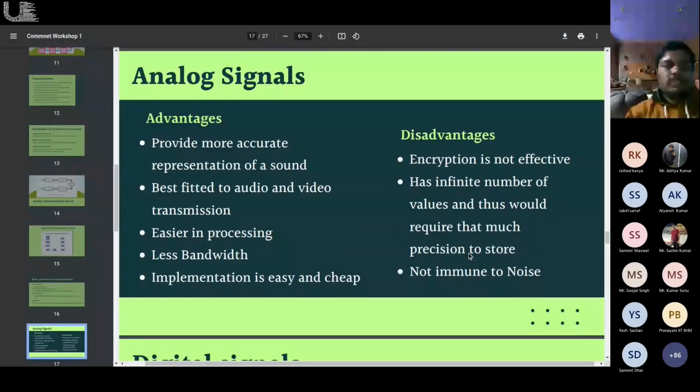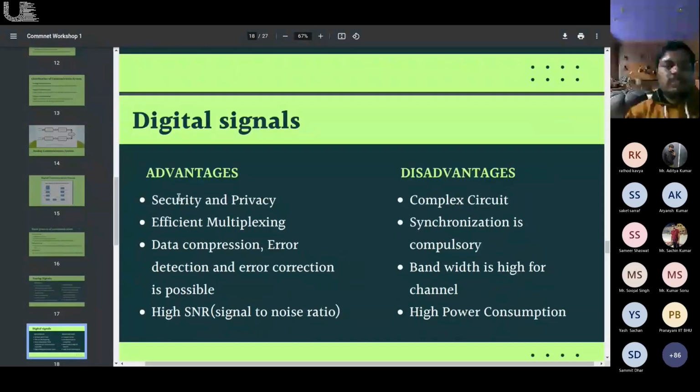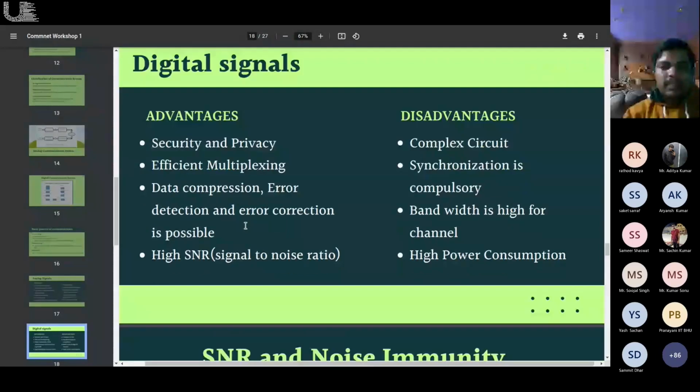While in the case of a digital signal, security and privacy, yes, it is very effective. It has efficient multiplexing. We will discuss that in the next slides. Data compression, error detection, error correction: I already discussed these in channel coding and source coding. High SNR, signal to noise ratio. If noise is very low, then signal power divided by noise power will be very high. So in digital signals, the SNR value is very high. That is, noise is very low compared to signal power.